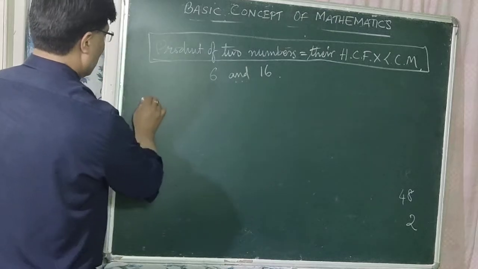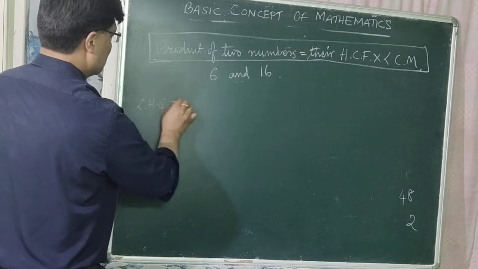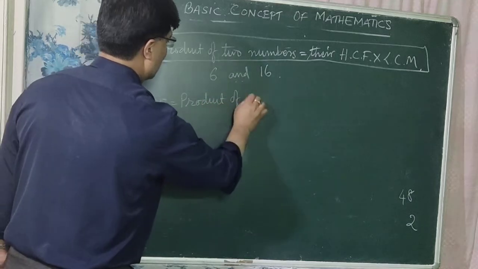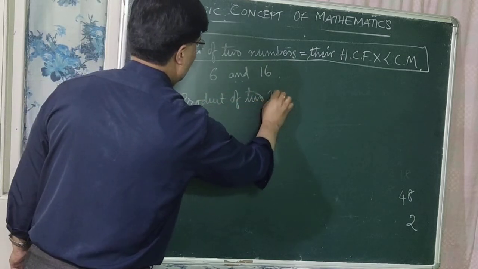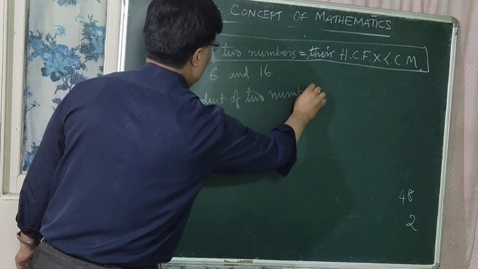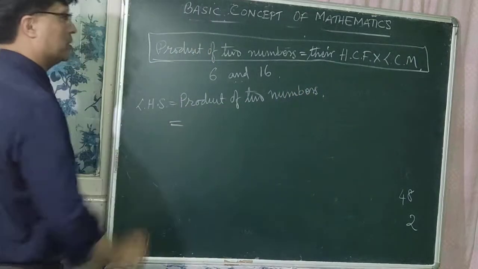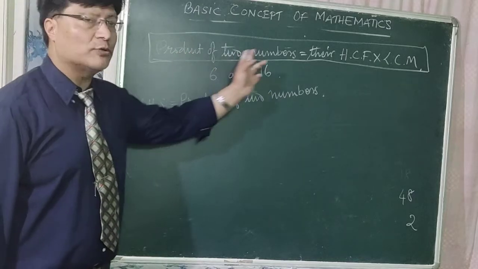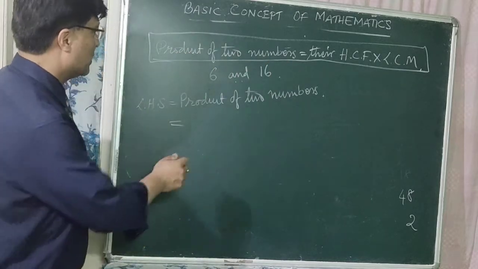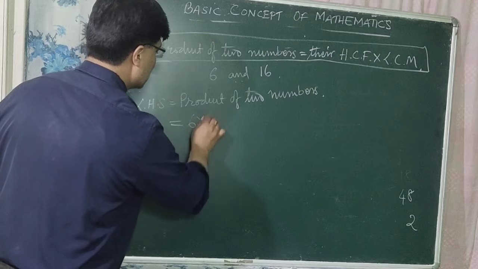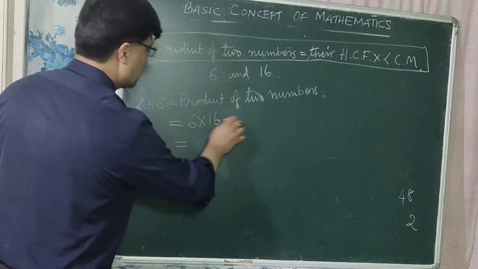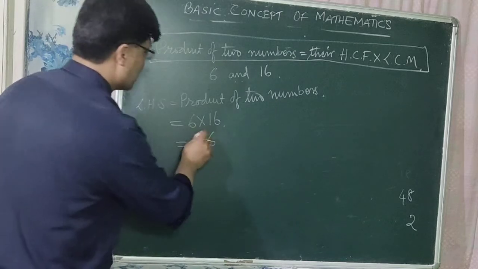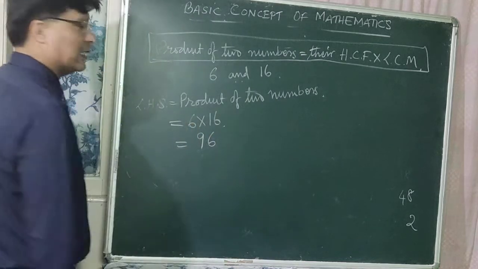Now, LHS is equal to the product of two numbers. So in this case, the left hand side is the product of two numbers, right? So let us find out the product of two numbers. 6 into 16. How much is it? 6 6s are 36, 3, 6 1s are 6 plus 3, 9, 96.